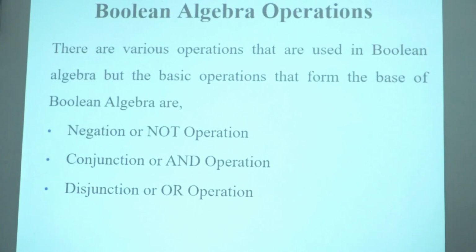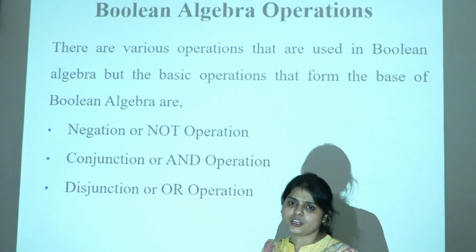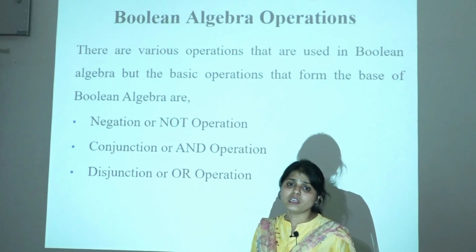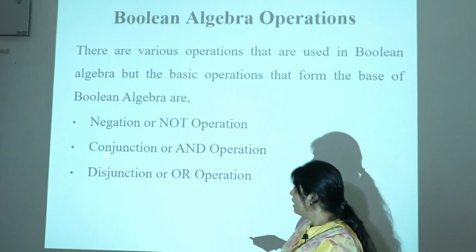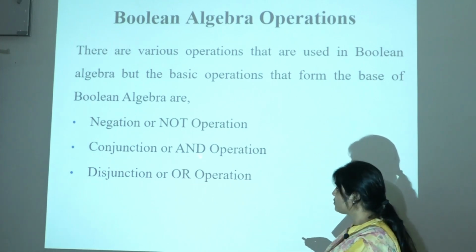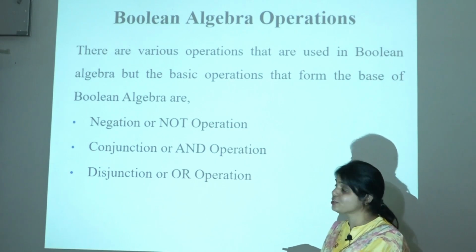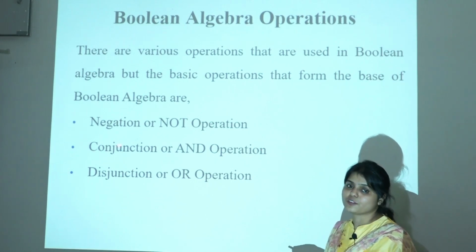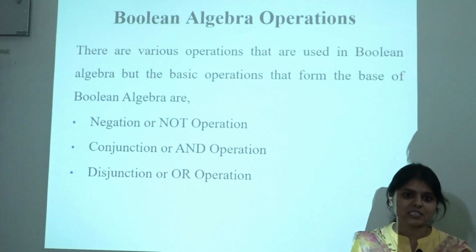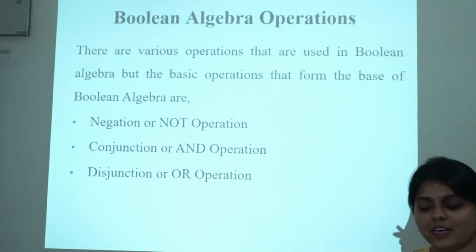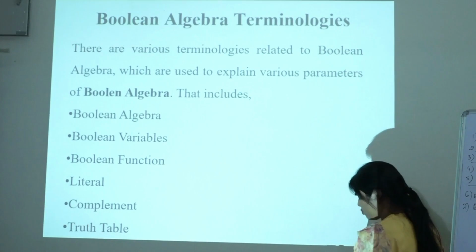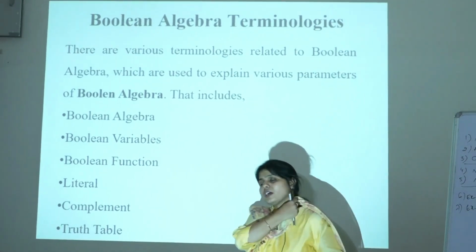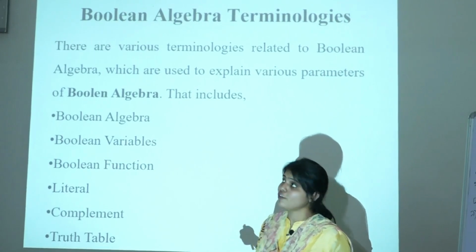Now there are various operations that we use in Boolean algebra, but there are three important basic operations. If you want to design any digital logic circuit, we need three basic operations: negation, or NOT operation, that we have already seen; conjunction, which we usually study in Boolean algebra, called AND operation in digital circuits; and disjunction, called OR operation in digital circuits. So basically it is inverter, AND gate and OR gate. Before we step into the depth of Boolean algebra, I would like to explain the basic terminology of Boolean algebra.